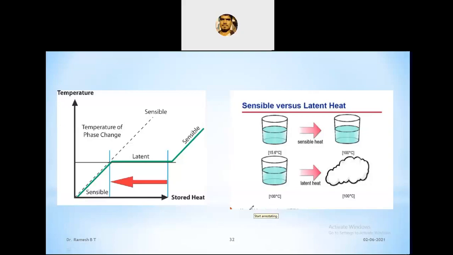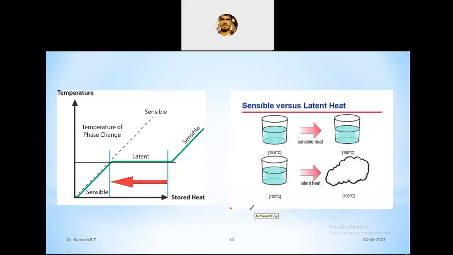Latent heat is with respect to the internal energy of the system, and all of this takes place at a constant temperature. The temperature won't change. Only a change of phase will take place. Temperature is constant. That is what latent heat is.